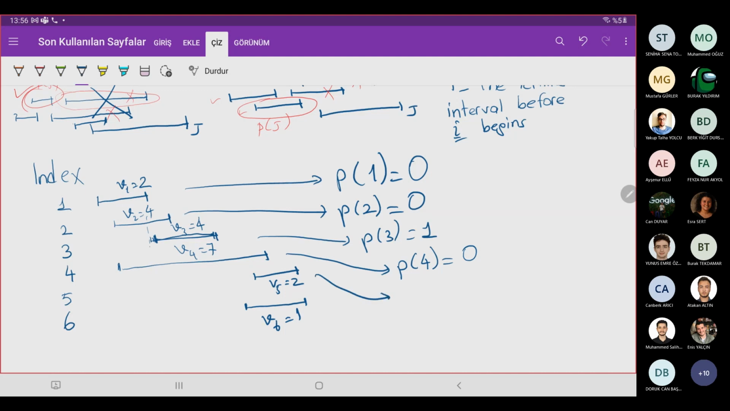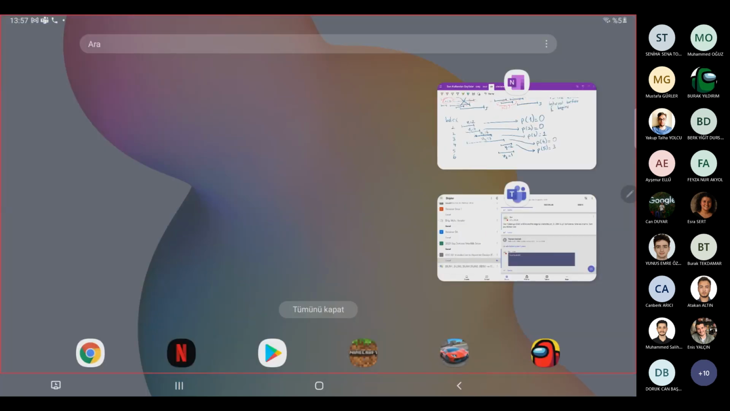With P5, the options are 1, 2, and 3 because it intersects with 4. Because the options are 1, 2, and 3, among these 3 options, the one with the closest finishing time is 3. So P5 is 3. P6 is something else.